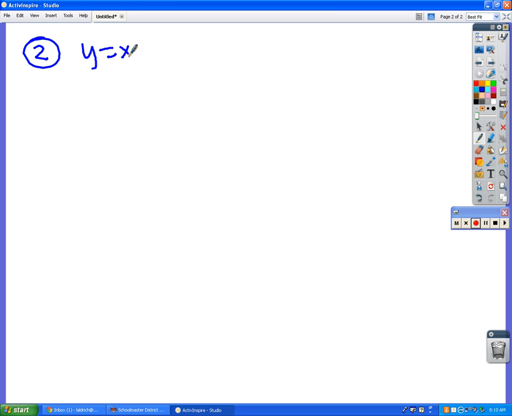We've got y equals x cosine of x, and our key words in this problem are slope. And when you see the word slope, you think first derivative. In this class, when you see the word slope, you should be thinking derivative. So we have to take the derivative of x cosine x.